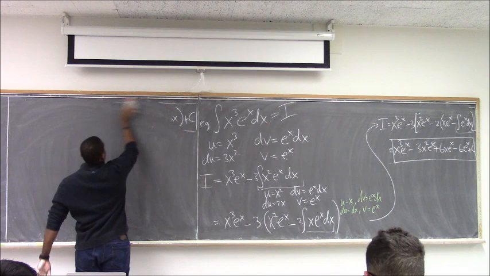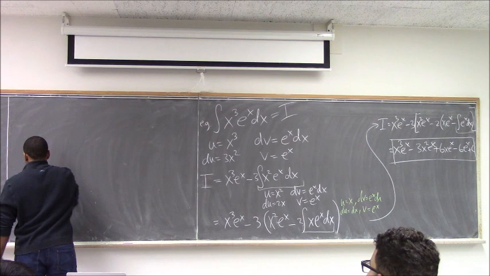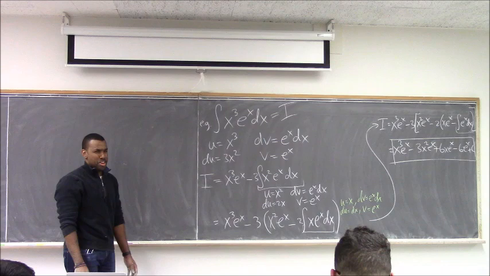And now you're probably like, well, okay, that was slightly annoying. There's no way Jhevon's gonna make us do more than three integration by parts in a row, right? He wouldn't do that to us, no. Nah. He's not that crazy.